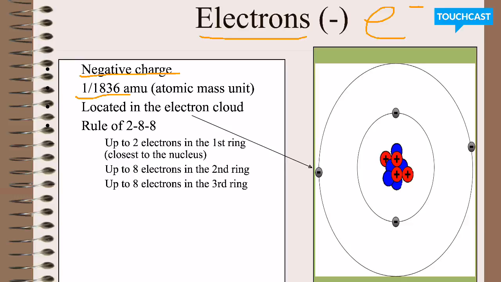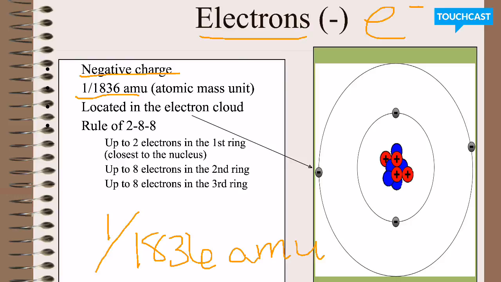And so for those of you who are looking at it like this, let me draw it this way. 1 over 1836 AMU. It is a fraction. That means it's less than 1. So the electron is essentially much, much smaller than your proton and your neutron.